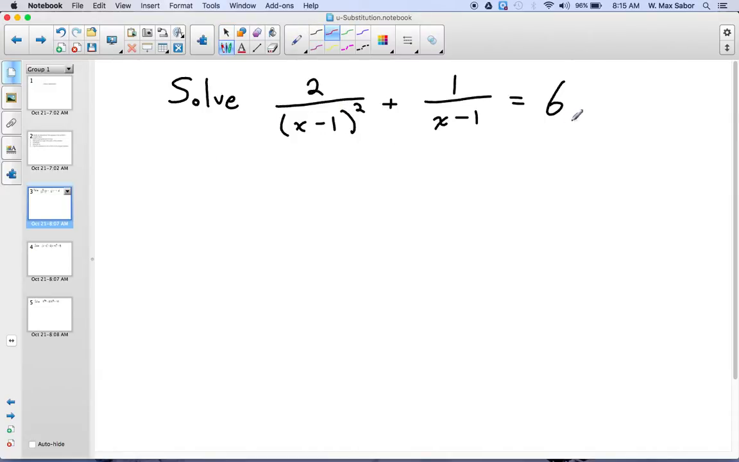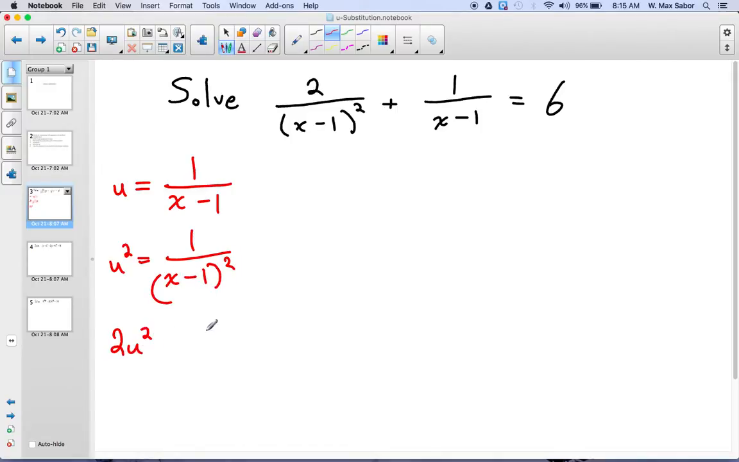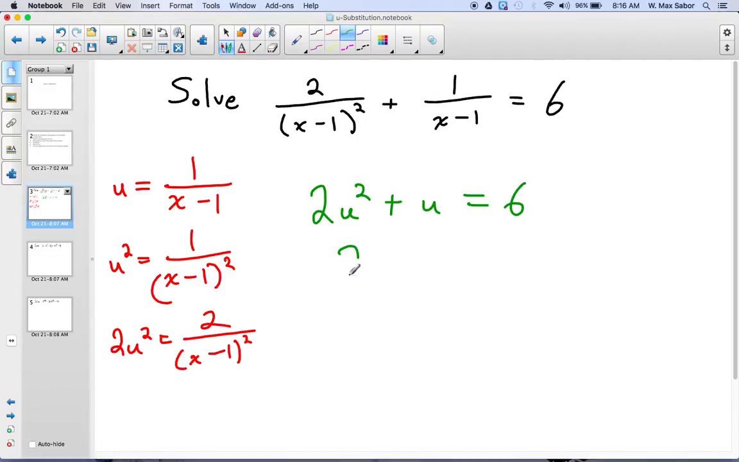So when I look at this problem, it's kind of annoying, and I notice that 1 over x minus 1 appears multiple times in the problem. Well, it only really appears here, but there's something similar to it that appears here. If I square it, I get 1 over x minus 1 squared. Or if I double that, I get 2 over x minus 1 squared. So now I can use these definitions to say 2u squared plus u equals 6. And this is an equation we know how to solve.